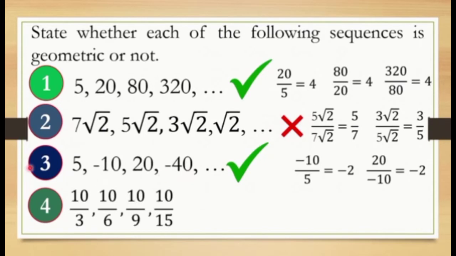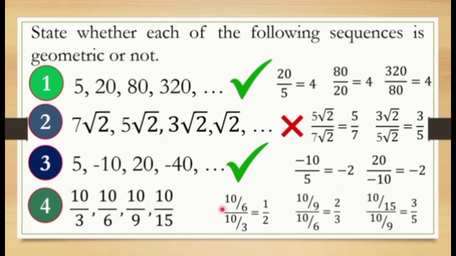For number 4, we have 10 over 3, 10 over 6, 10 over 9, and 10 over 15. So let's first check if the given sequence has a common ratio. When we divide the second term by the first term, the answer is 1/2. 10 over 9 over 10 over 6, the answer is 2/3. 10 over 15 over 10 over 9, the answer is 3/5. So their ratios are different. Therefore, number 4 is not a geometric sequence.